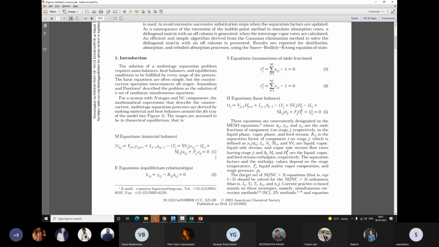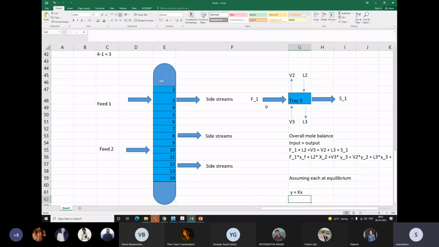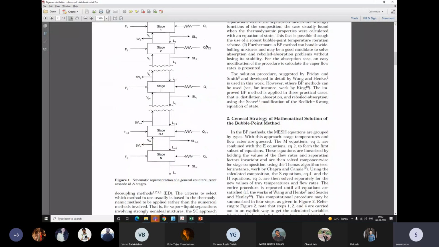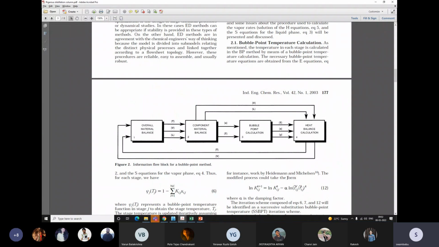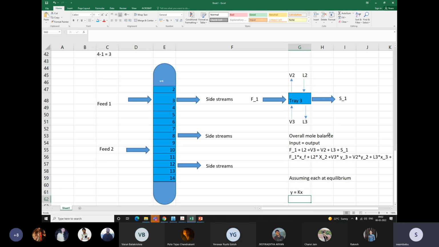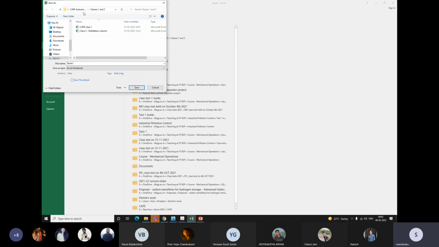So I will upload this paper, and see, this is the diagram which I showed. I just did the diagram for one tray and they have done the diagram for all the trays. Then this is the simple algorithm and you can easily understand. So that's, I guess, a little bit simple explanation of the rigorous distillation column.